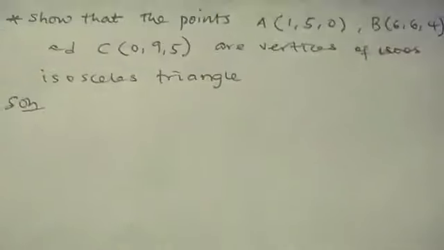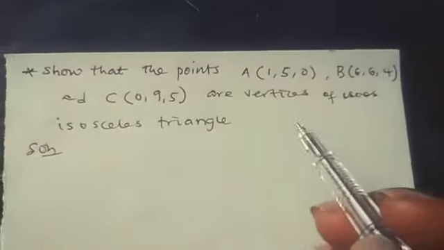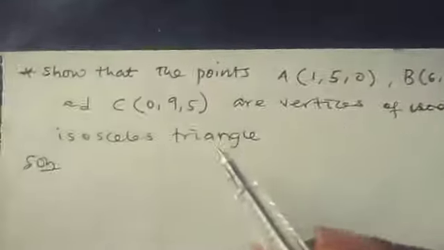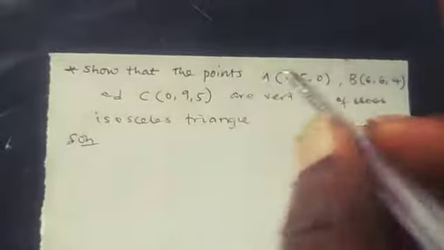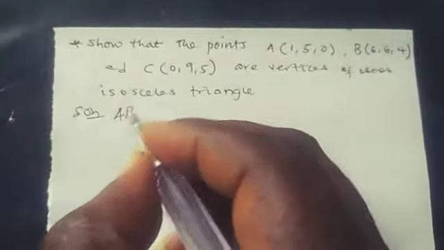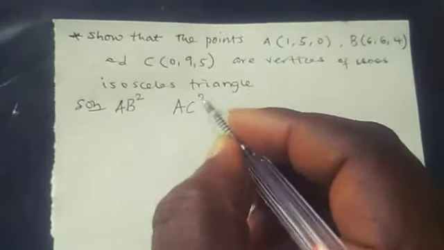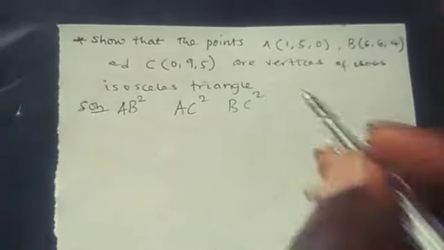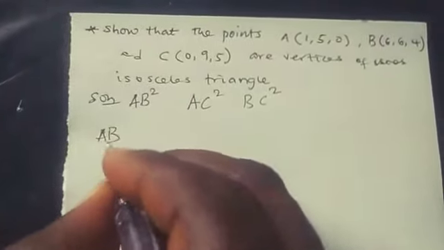Let's take another example. Show that these points are vertices of isosceles triangle. Now, if you want to prove this type of thing, you need to pair these letters, this variable that is AB. We find AB squared, you find AC squared, and you find BC squared. You need to pair them together. So that's how to know. So that's the first thing to do. We pair them and you find it using the formula.